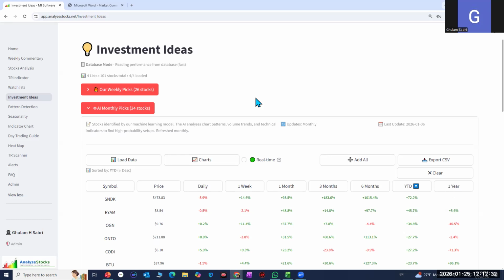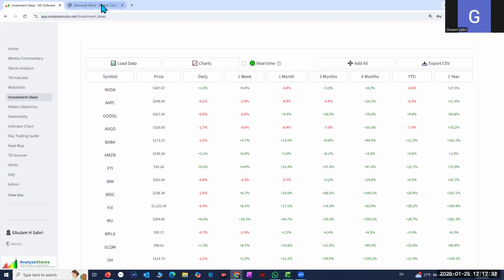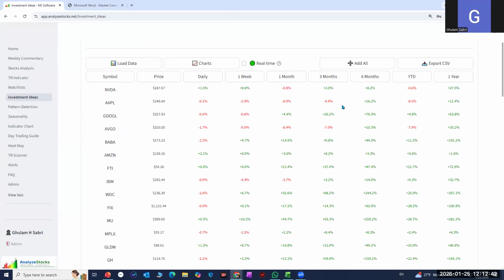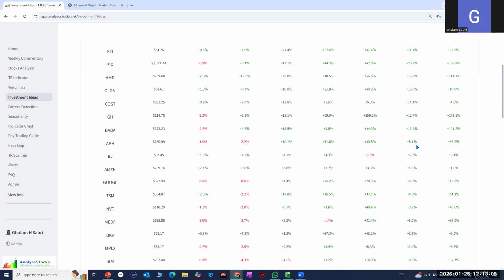So our weekly picks is the same list mentioned in our PDF file, our weekly commentary. All those stocks are right here. As you can see, if we sort this weekly list by year-to-date return, year to date means starting from the 1st of January. KGC is again at the top of the list, having given a return of 31% in the last 25 days, MU 26.7%, WDC 26%, NEM 22.8%. So those have done very well.